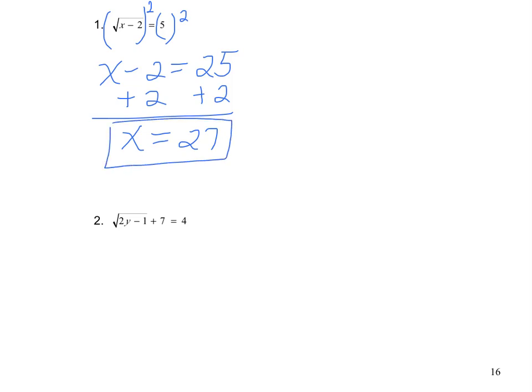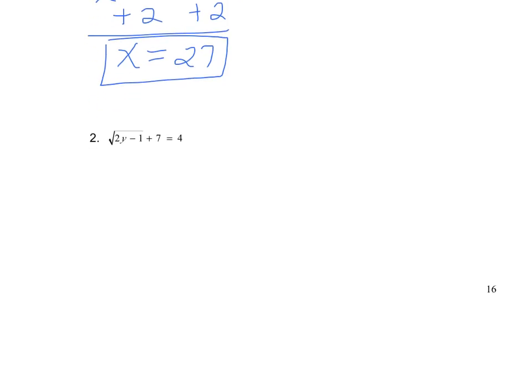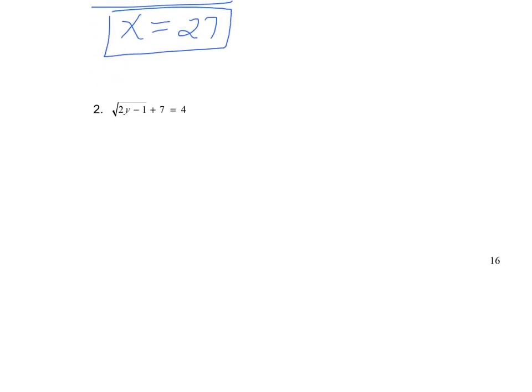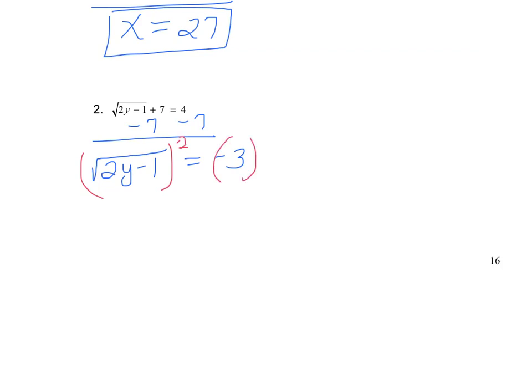All right, let's go on to number 2. In number 2, if you take a look at it, the radical is not isolated, so we have to move the 7 to the other side. So we're going to subtract 7 on both sides. And we're going to end up with the square root of 2y minus 1 equals a negative 3. We're now going to eliminate the radical by squaring both sides, because square root and squaring cancel each other out.